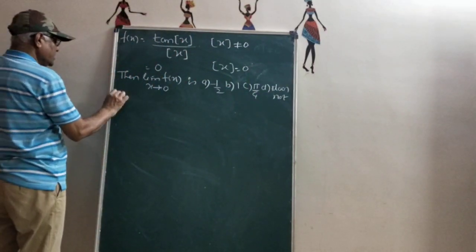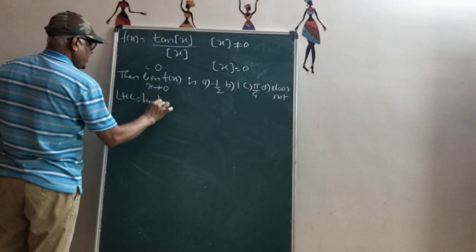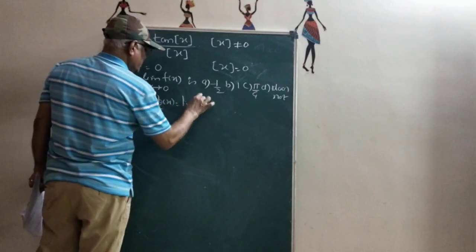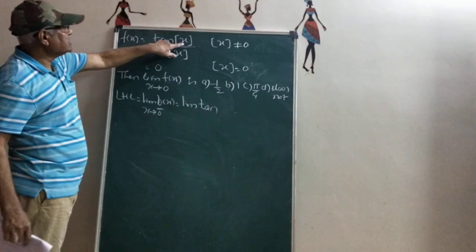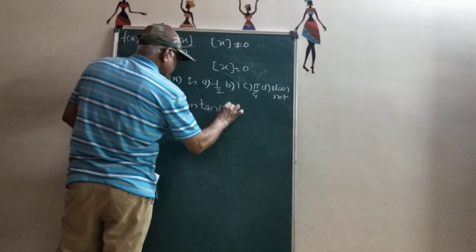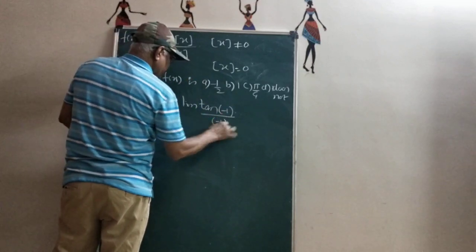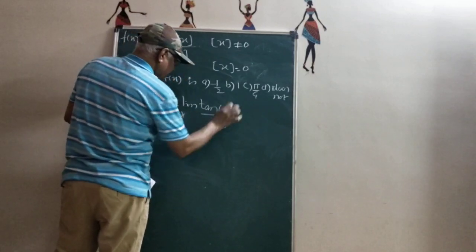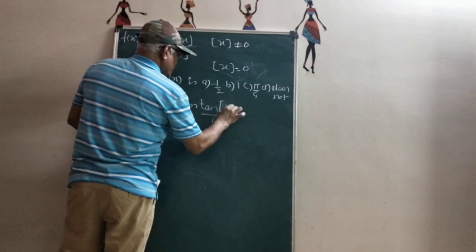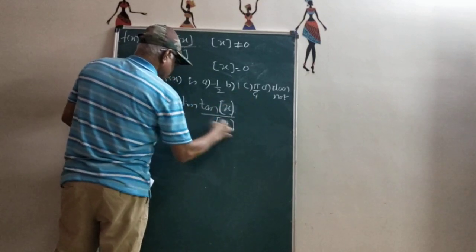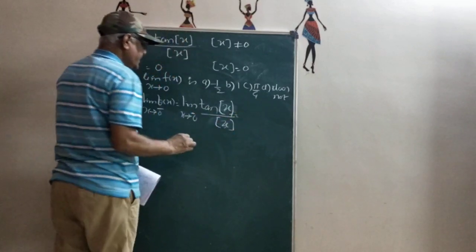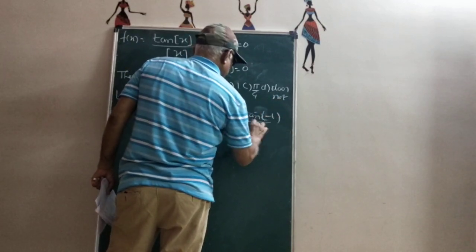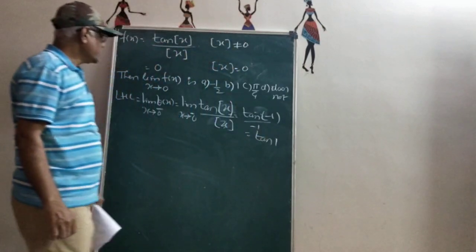Okay, so as usual here LHL is equal to the limit of f of x as x tends to 0 minus. That is the limit of tan of, what is the integer less than 0? Integer less than 0 is minus 1, so tan of minus 1 divided by minus 1, as x tends to 0 minus. That is equal to tan of minus 1 divided by minus 1, which is tan 1. So the left hand limit is tan 1.